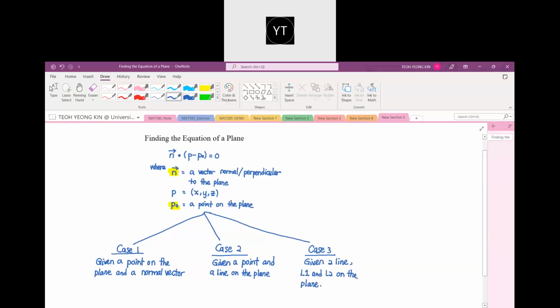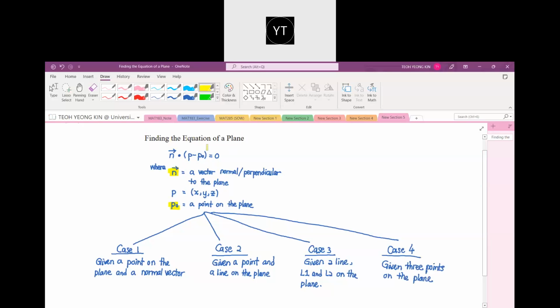And finally, case number 4, the last scenario, which is given 3 points on the plane. So this is what we're going to learn in this subtopic, which is finding the equation of a plane.